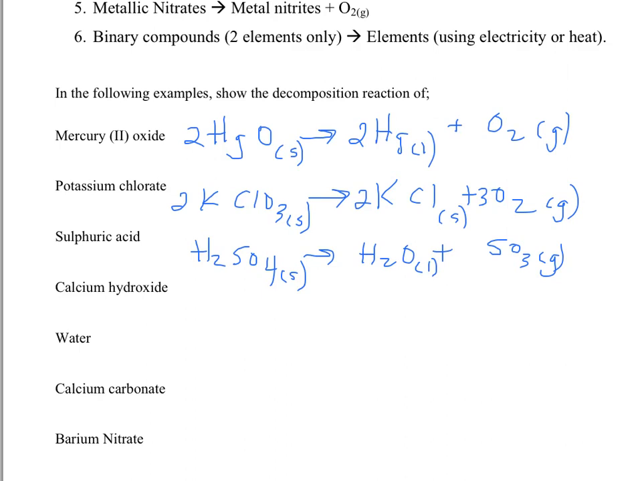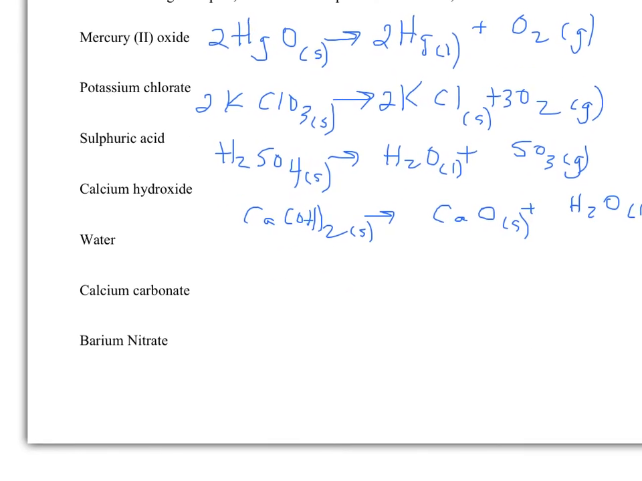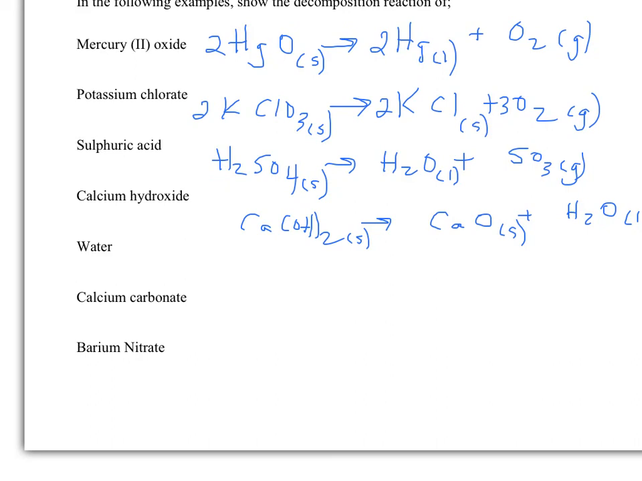Calcium hydroxide decomposing is an example of pattern number 1. I have a metal hydroxide. It will decompose into a metal oxide, so I crisscross my calcium with an oxygen and get CaO, and water is my second product. My equation is balanced. Now I need to include states. Water is an example of pattern number 6. If we electrify water, it will decompose into its elements.